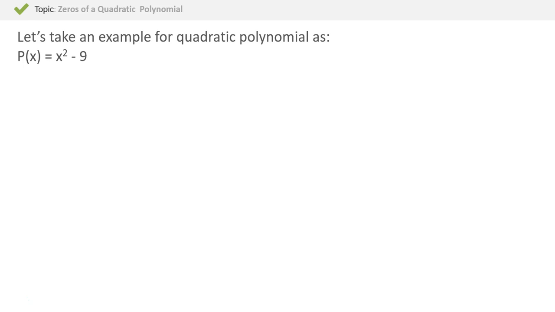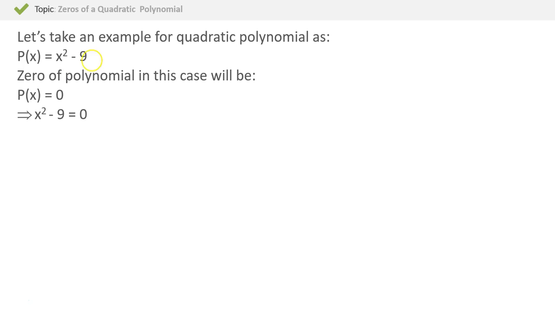So let's take an example of a quadratic polynomial as p(x) equal to x square minus 9. Now in order to find the zeros, we can equate p(x) equal to 0, and hence x square minus 9 is equal to 0. If we break x square minus 9 as (x plus 3) into (x minus 3), because we know x square minus y square is (x plus y) multiplied by (x minus y), hence we get (x plus 3) multiplied by (x minus 3) as 0, which then gives you x equal to minus 3 or 3.